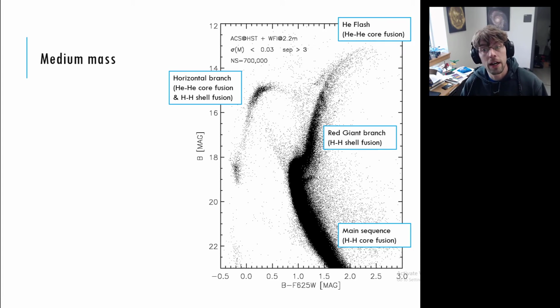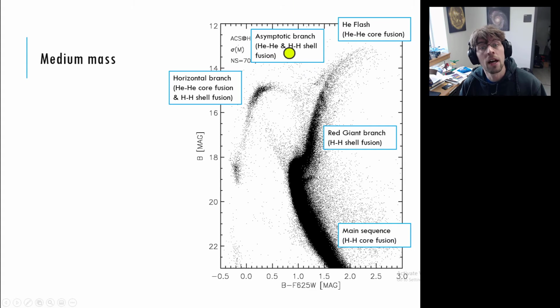Now, as the helium core fusion turns off, the star will start bouncing back and forth between these two locations. That's generally referred to as the asymptotic branch, when you have helium core fusion and hydrogen shell fusion going on.